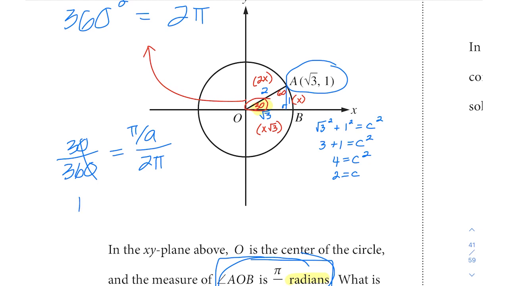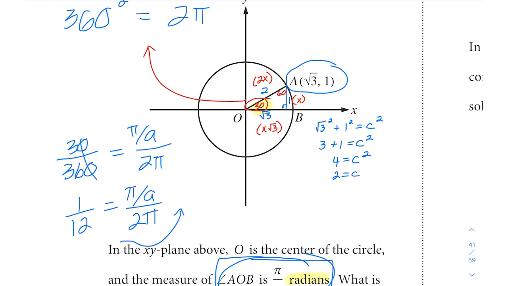And in doing so, we can reduce this. This would be 1 over 12 equals pi over a over 2 pi. You can cancel out the pi's here, but a lot of people find it easier on this question to just multiply by the 2 pi so that you have two simple fractions.